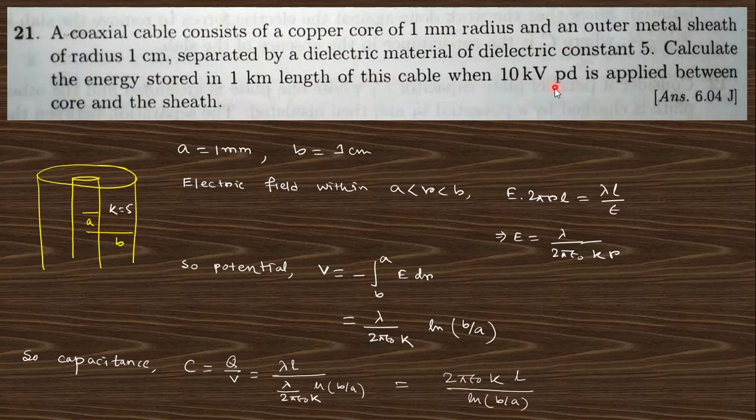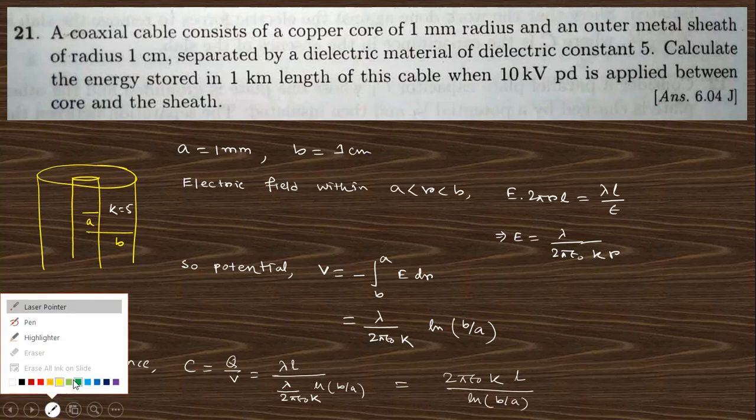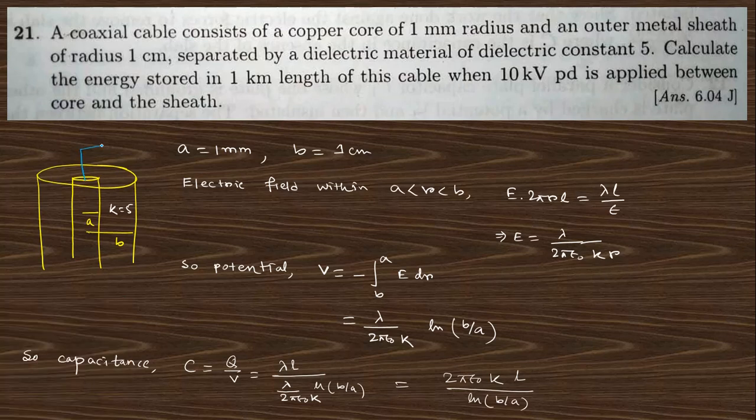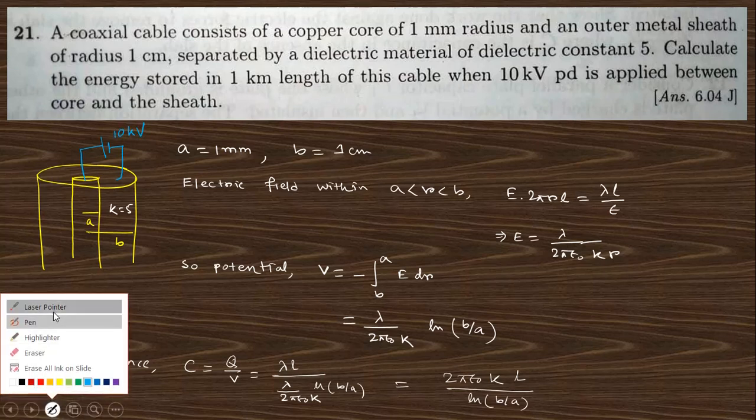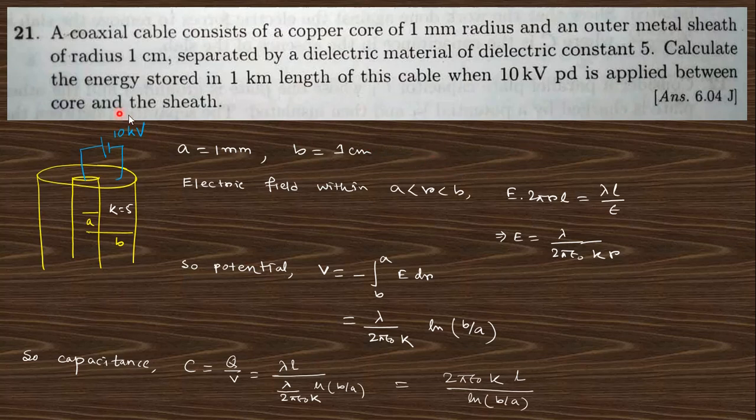With 10 kilovolt potential applied between this core and sheath. Within this region there is a potential applied between the two regions. That means there is a potential like that. This is 10 kilovolt, right? So this amount of potential will be applied between them.